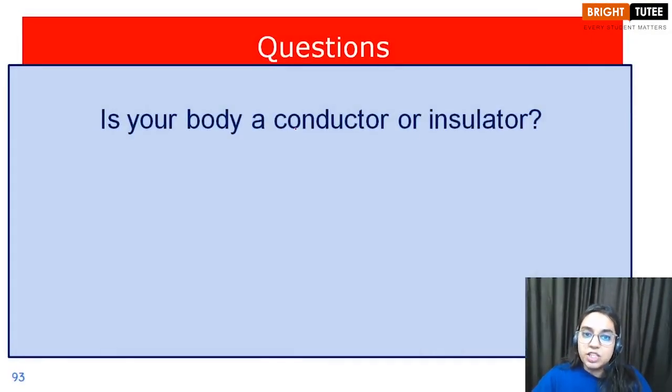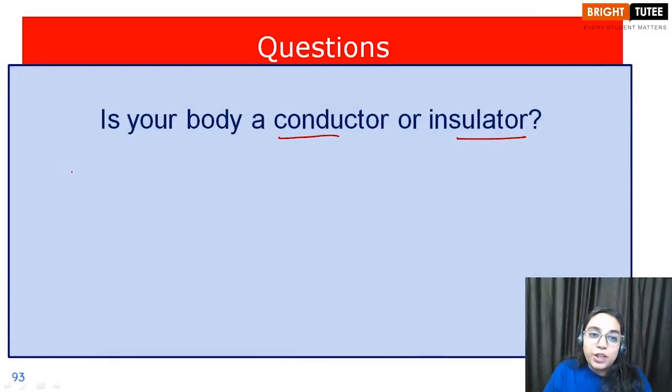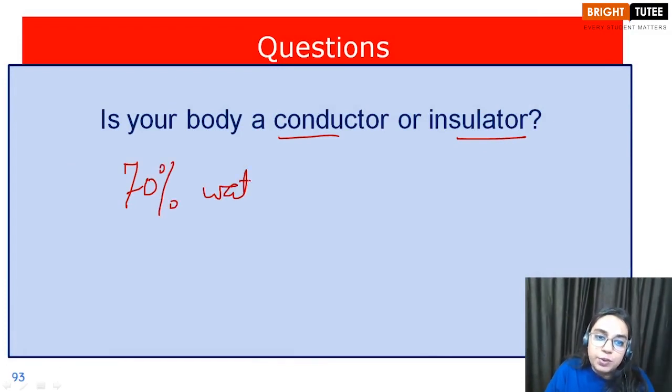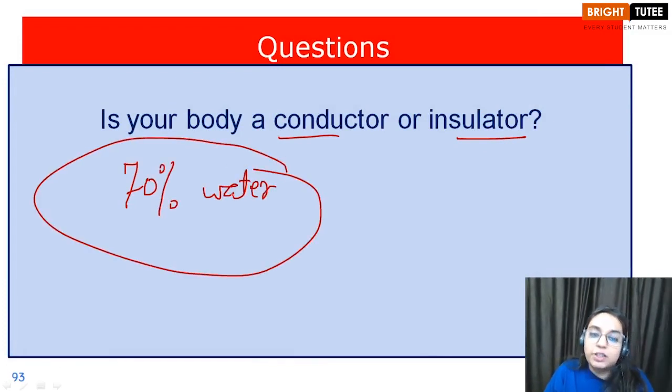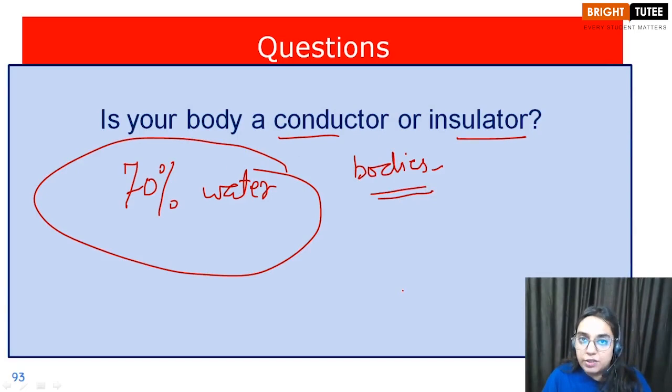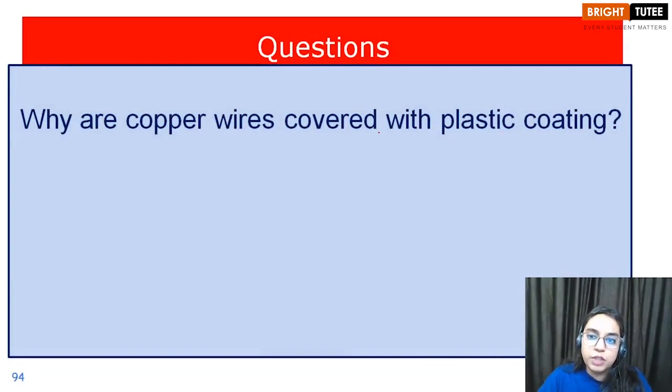So children, is your body a conductor or an insulator? Our bodies are made up of 70% water, and we know that water is a good conductor of electricity, and so are our bodies. Our bodies are also good conductors of electricity. Okay, so this will be the answer to this question. Okay children? So children, let's move to the next question.